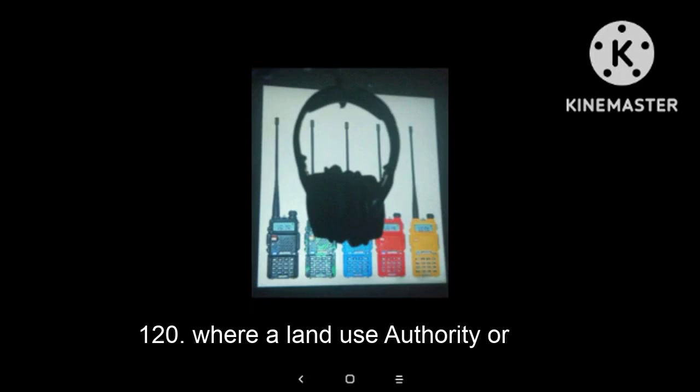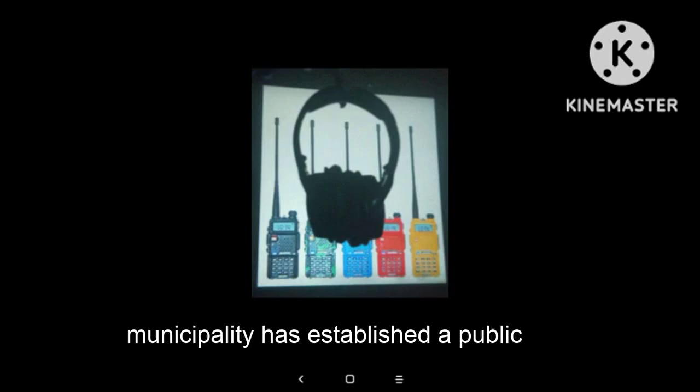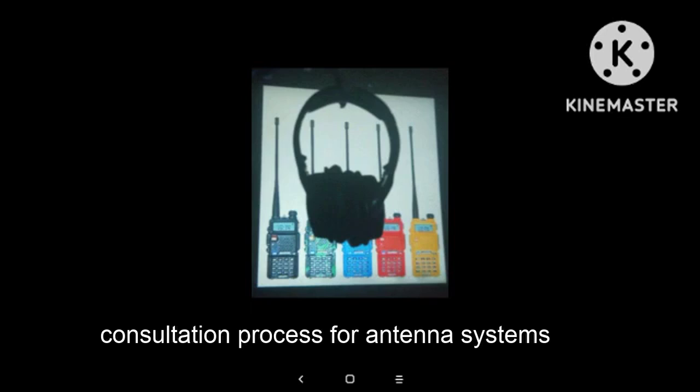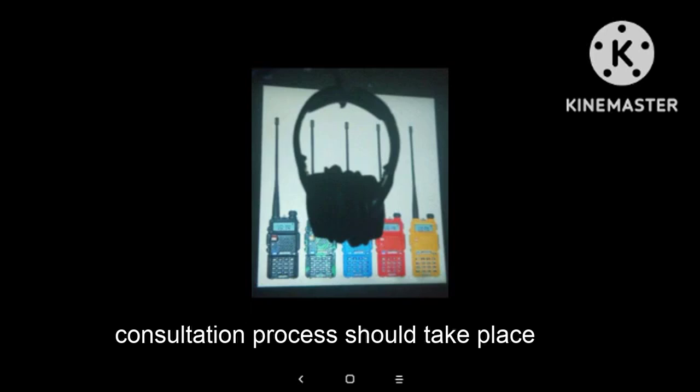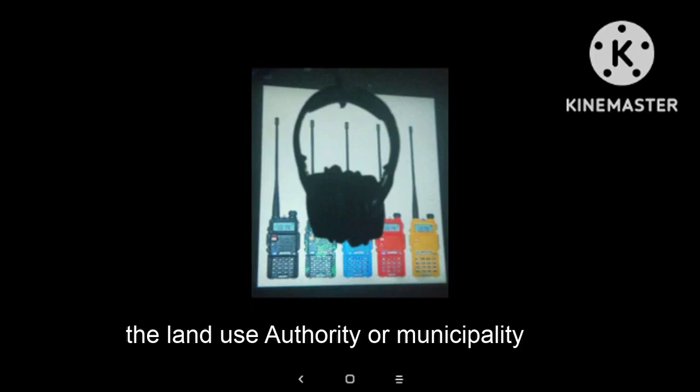120. Where a land use authority or municipality has established a public consultation process for antenna systems, who determines how the public consultation process should take place? The land use authority or municipality.